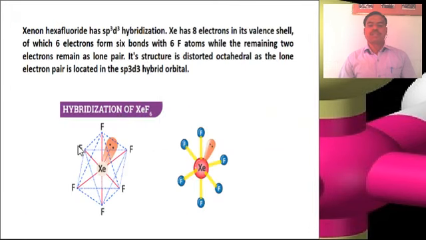These are the structures of the XeF6 molecule. Here xenon hexafluoride has sp3d3 hybridization. Xenon has eight electrons in its valence shell, six of which form bonds with six fluorine atoms, while the remaining two electrons remain as a lone pair in the structure. See, the structure is a distorted octahedral as the lone electron pair is located in the sp3d3 hybrid orbital. See the structure of the xenon hexafluoride molecule.